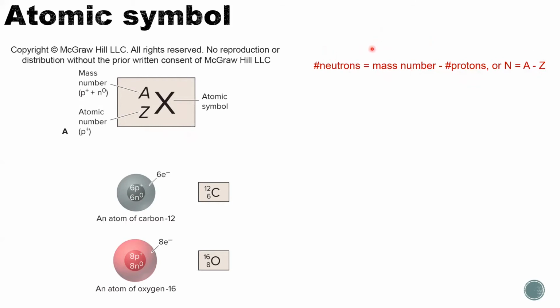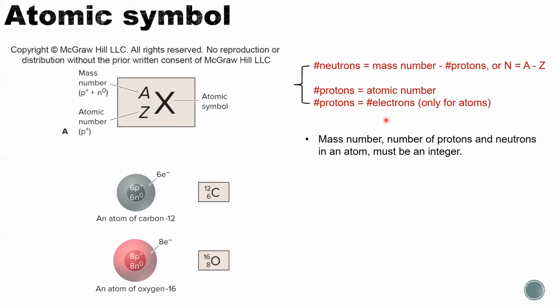In general, we combine that equation with a few others. Protons equals the atomic number, and for atoms, which are charge neutral, the number of protons equals the number of electrons. Please pay attention to that. The mass number, the number of protons and neutrons in an atom, must be an integer. You cannot have 1.5 protons in an atom. It has to be an integer.